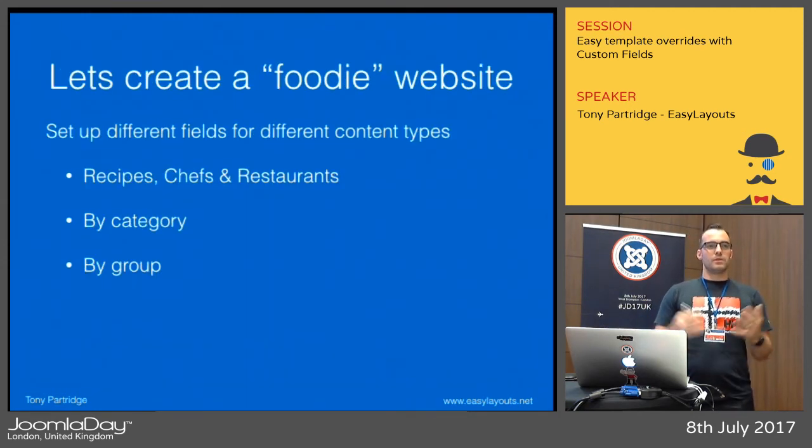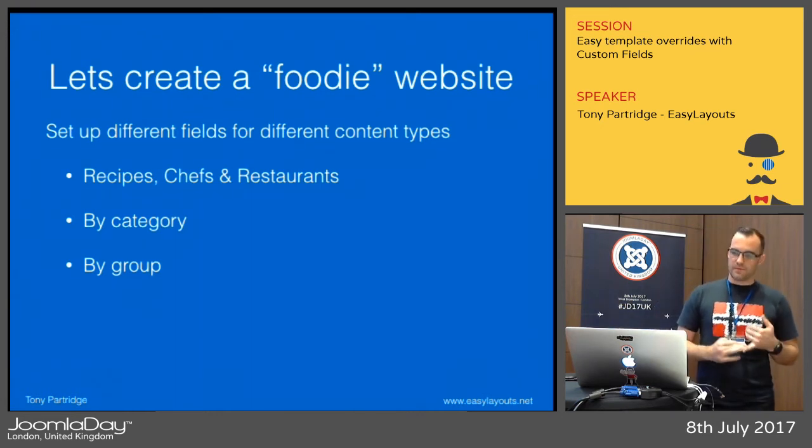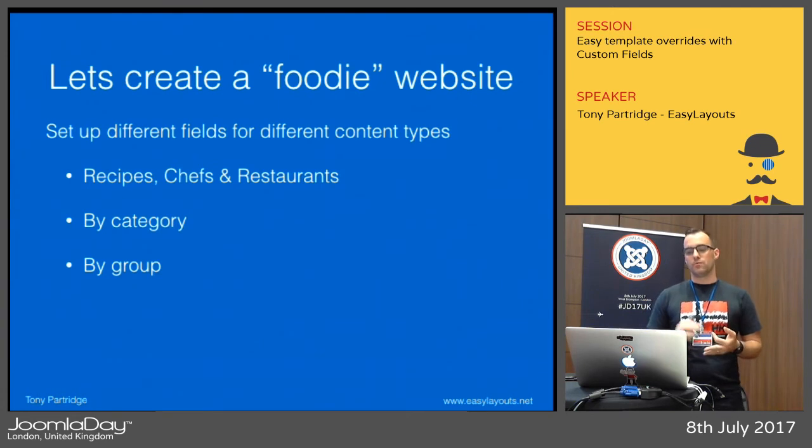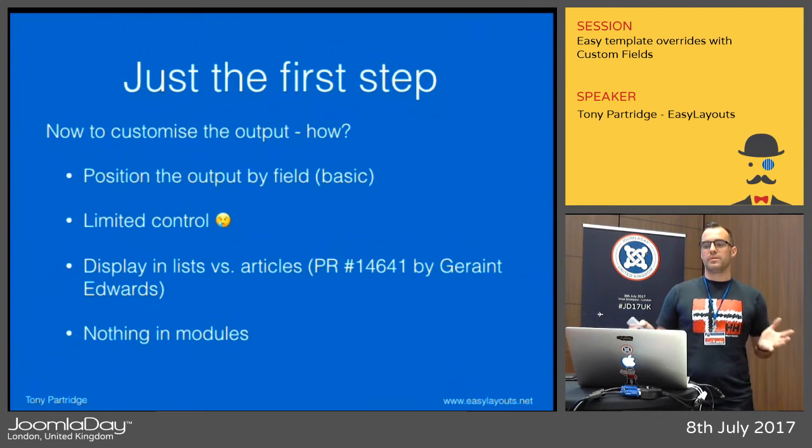So for example, in this talk, we're going to create a foodie website. We've set up different fields for different content types, recipes, chefs, restaurants, by category, by group. And this will basically build a very basic and simple recipe website. So just the first step.